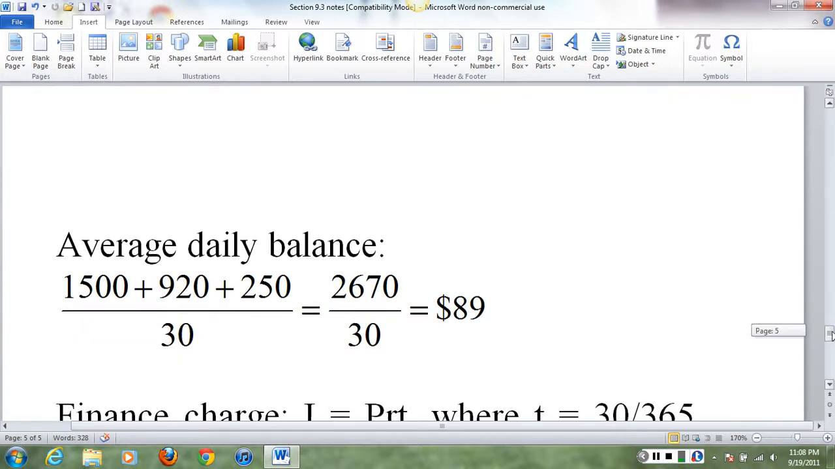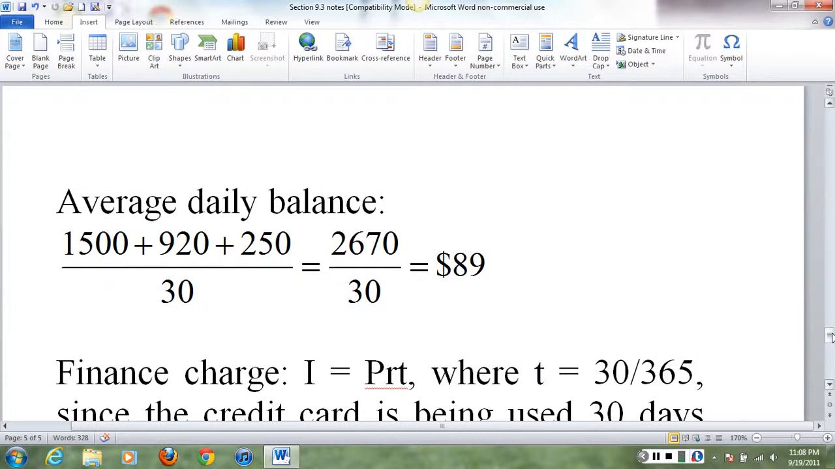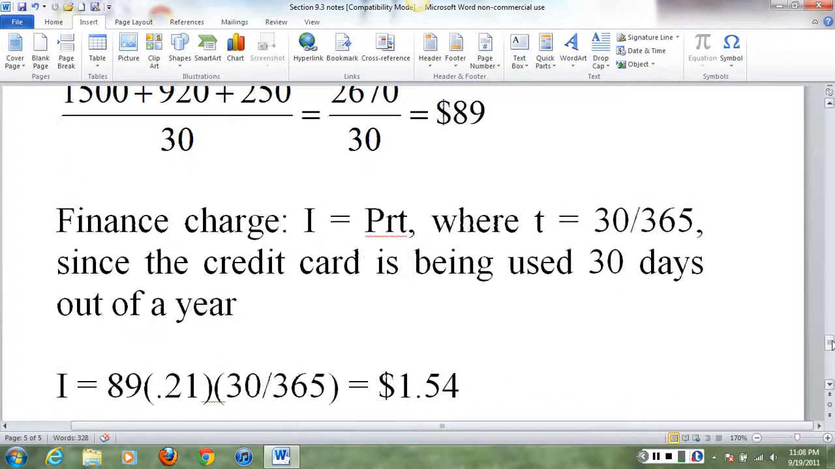Now from that, we'll use this to make the finance charge. Again, using I equals PRT. T is 30 over 365 since the credit card is being used for 30 days out of this particular year. And then putting our numbers in there, we get a finance charge of $1.54.